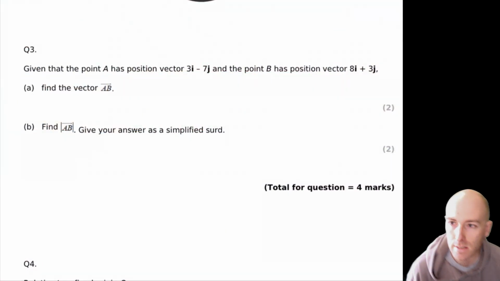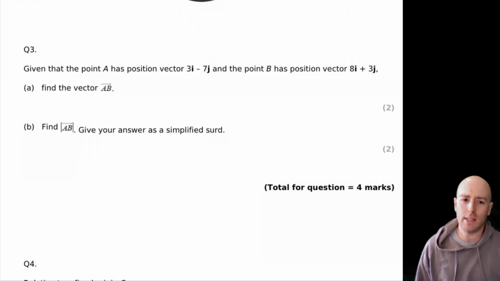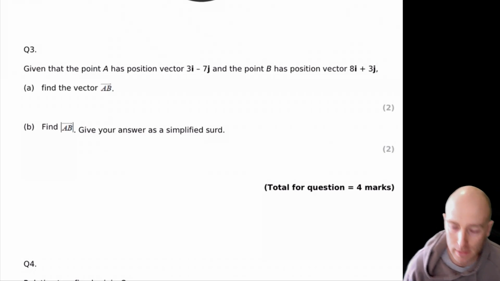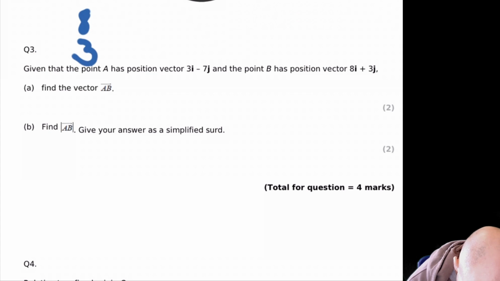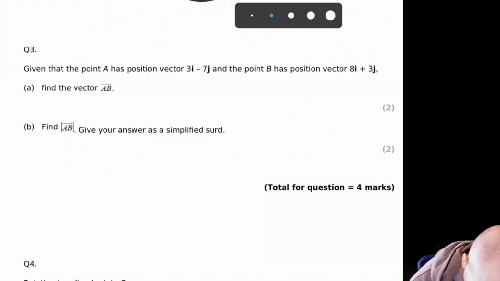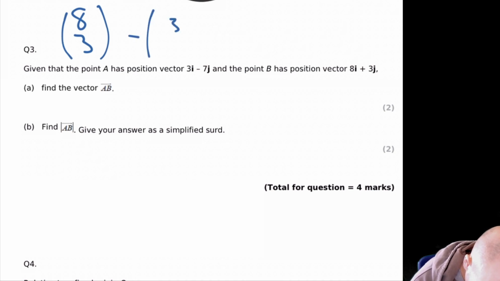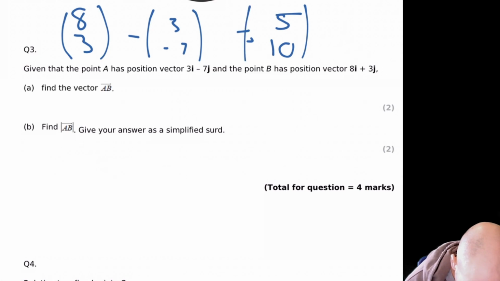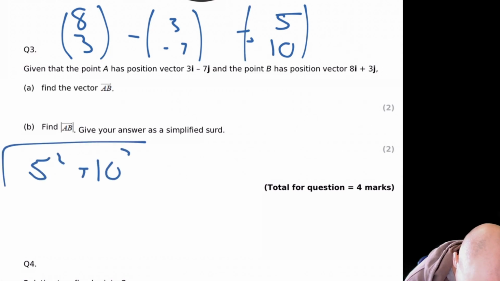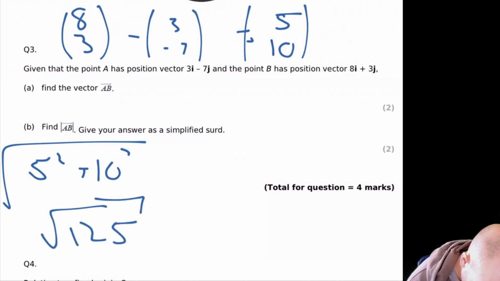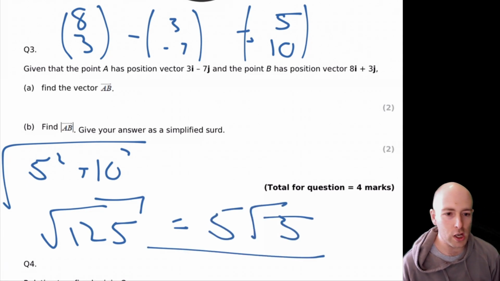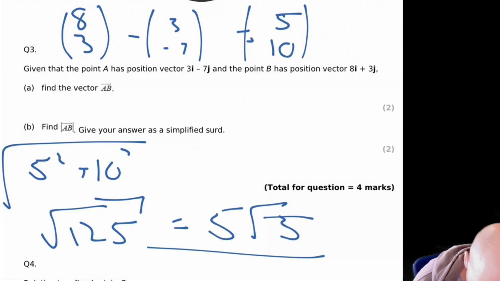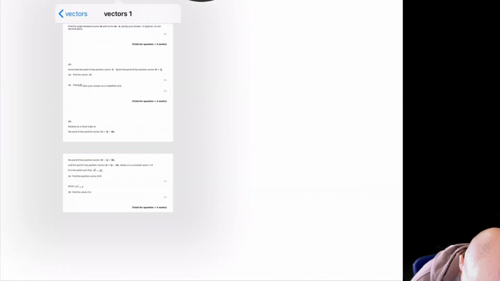All right. So point A, okay, yeah, not too bad this one. So vector AB is going to be B take A. So 8, 3 minus 3, minus 7. So we get 5, 10 there. Mod AB, 5 squared plus 10 squared. It's going to be root 125, which is 5 root 5. Cool, nicely done, Dan. Yeah, easy peasy. Next one.